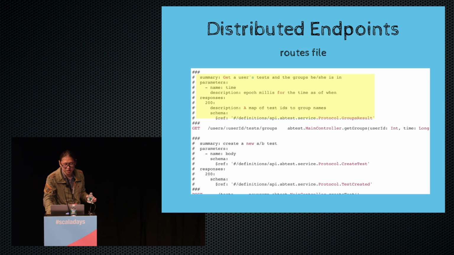And another thing that the Play Swagger integration does is that it gets information not only from the comments here, but also from the routes definition itself, and it also looks at the case class definition.